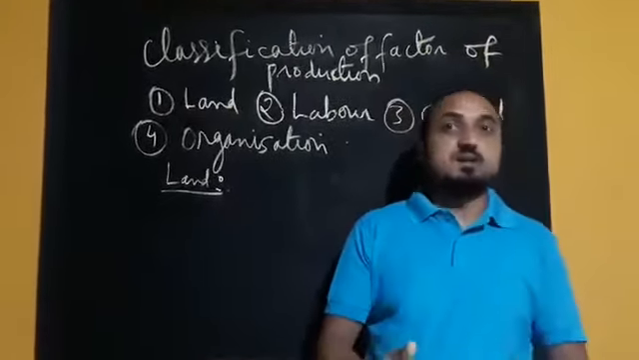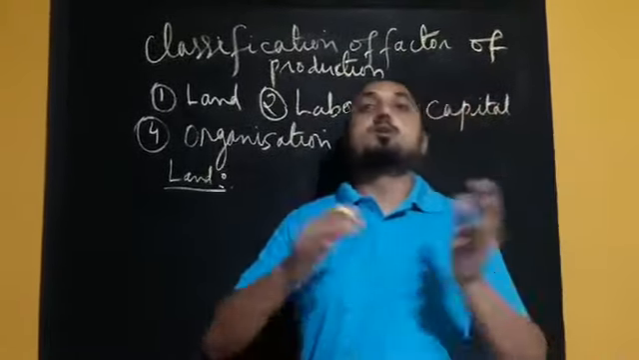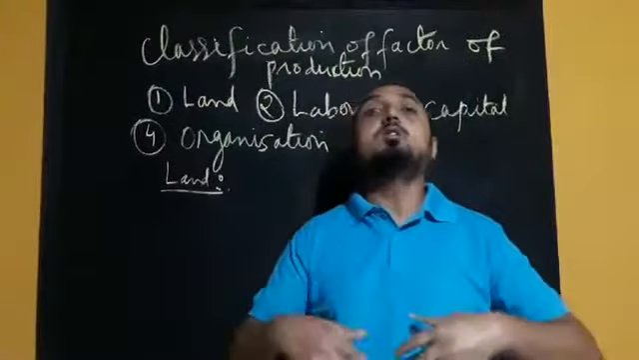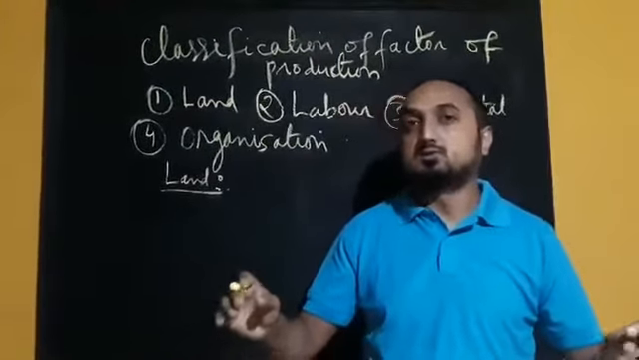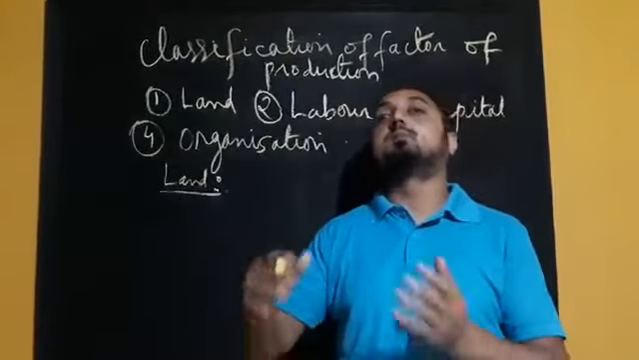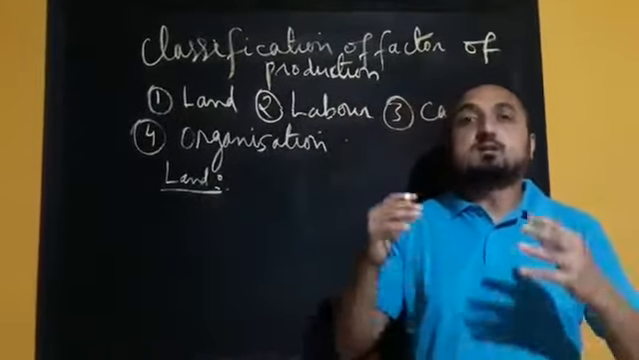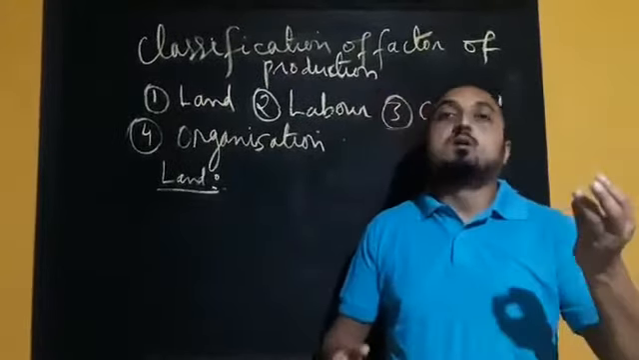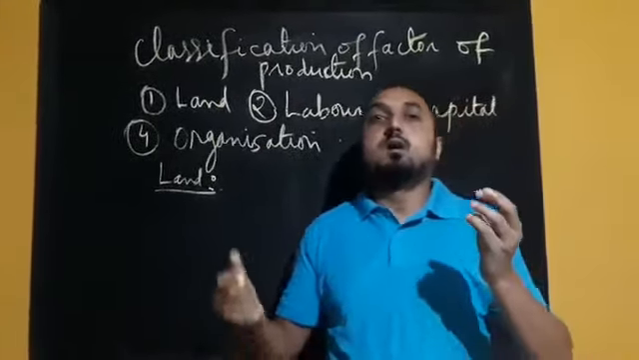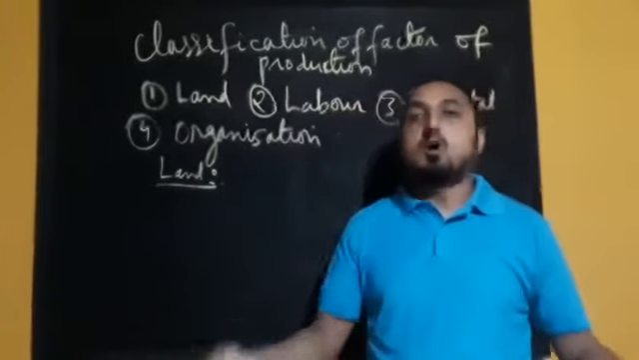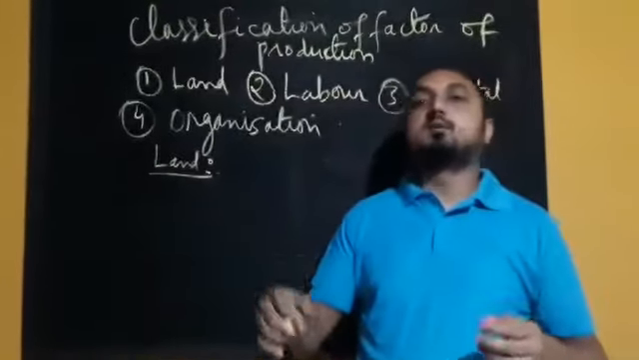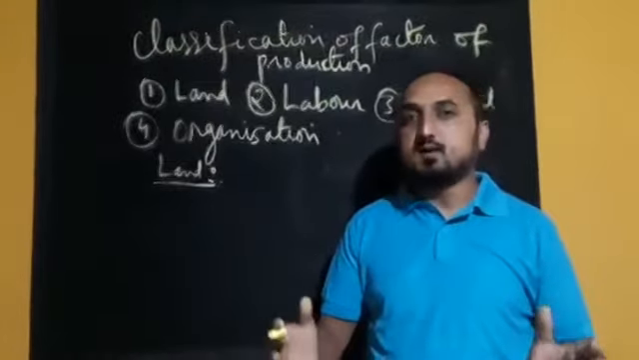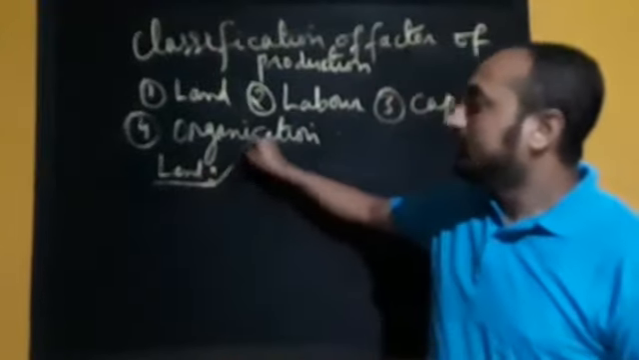But when we see the same thing from the economics point of view, then we can say that land includes all the free gifts of nature. So you have to know what the free gifts of nature are. Free gifts of nature means the things which are provided by nature itself. Example, land. Land is also one of the free gifts of nature. Soil, water, forest, different types of minerals, mountains, mines, etc. These are all part of land.